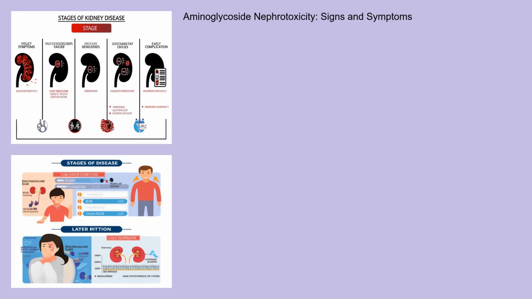Now let's turn our attention to the signs and symptoms. Early on, aminoglycoside nephrotoxicity might not present with obvious symptoms. However, as kidney function declines, several telltale signs may emerge. These include a decrease in urine output, also known as oliguria, and fluid retention leading to swelling in the legs, ankles, or feet. Laboratory tests may reveal elevated levels of creatinine and blood urea nitrogen, or BUN, in the blood, indicating impaired kidney function. Some patients may also experience electrolyte imbalances, such as low magnesium or potassium levels, which can cause muscle weakness, cramping, or irregular heart rhythms. In severe cases, the condition can progress to acute kidney injury, requiring dialysis.